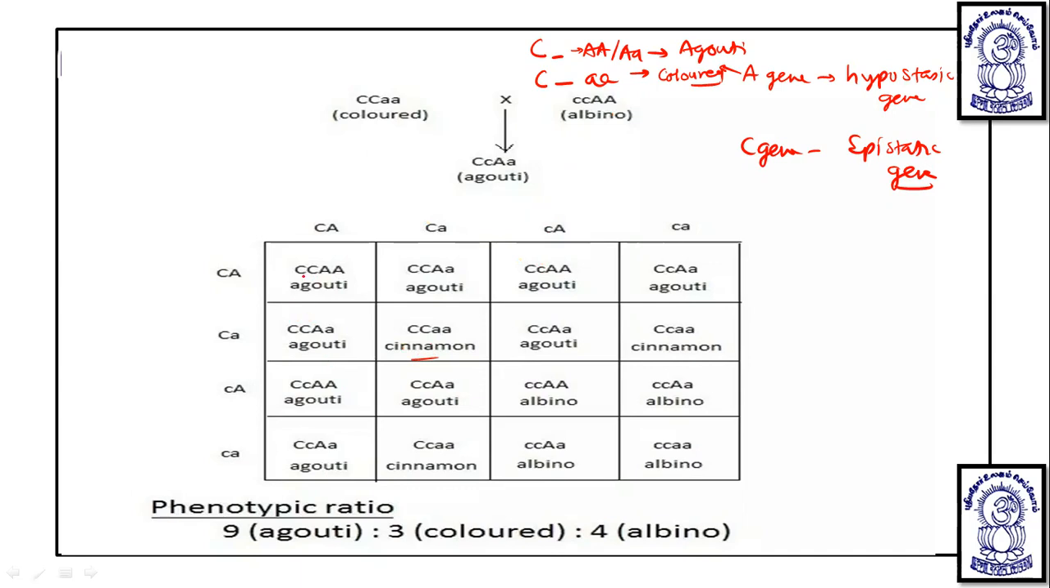So see here, C is dominant, A is dominant. This selfing is done when agouti selfing is done. So A is producing agouti. Here also capital A, because C is dominant, so capital A produces agouti. C dominant, capital A produces agouti. Here also agouti, because capital C is dominant and A is producing agouti.